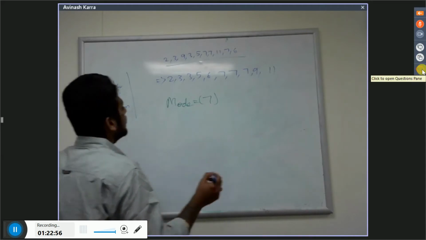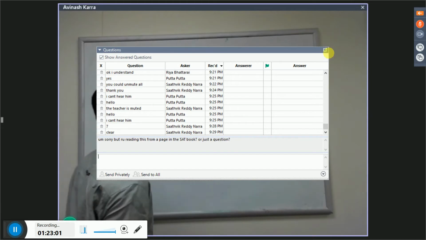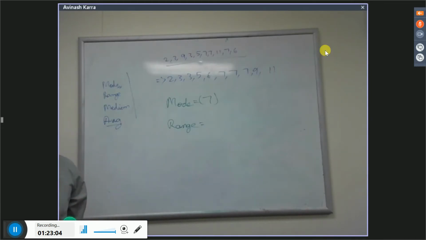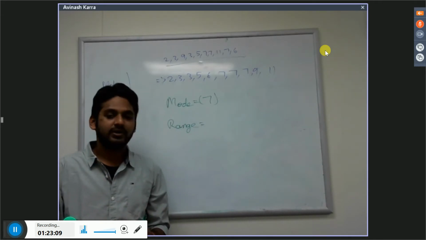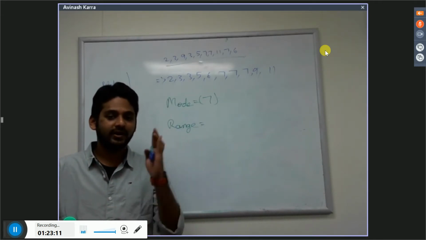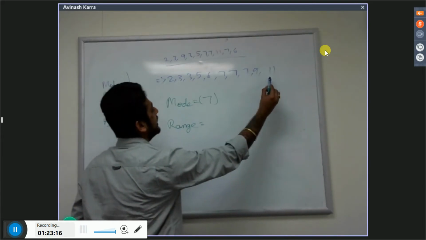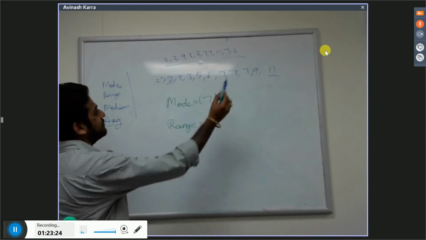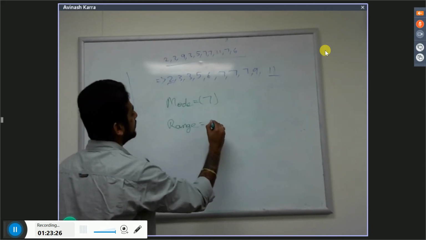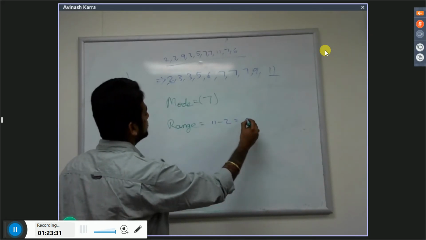And what next? Range. Range is nothing but the difference between the largest value and the smaller value. What is the largest value over here? 11, right? And what is the smallest value? 2. Range is equal to the difference between 11 and 2. 11 minus 2. What is the answer? 9.